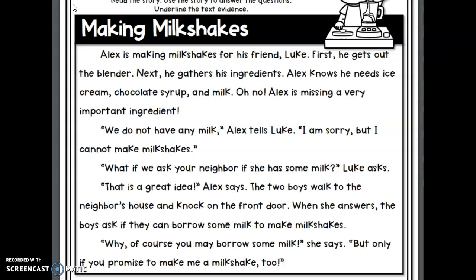We do not have any milk, Alex tells Luke. I'm sorry, but I cannot make milkshakes. What if we ask your neighbor if she has some milk? Luke asks. That is a great idea, Alex says.